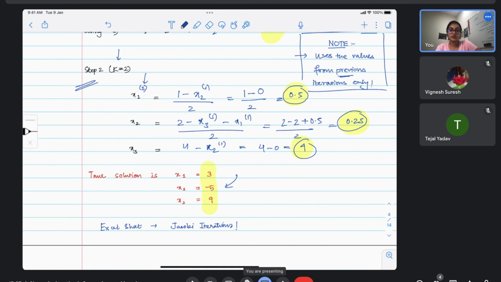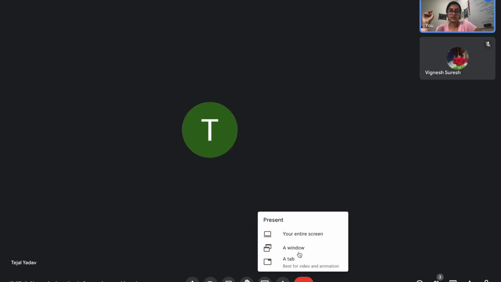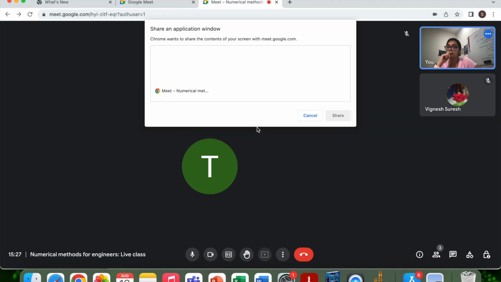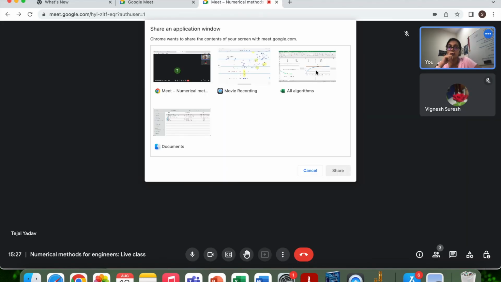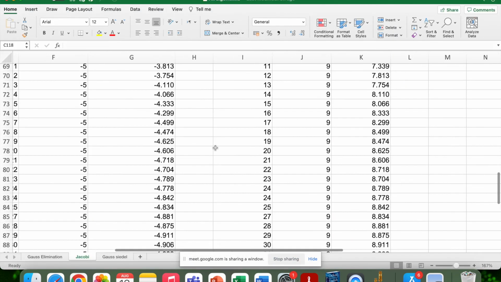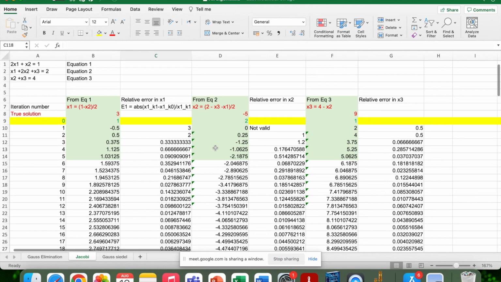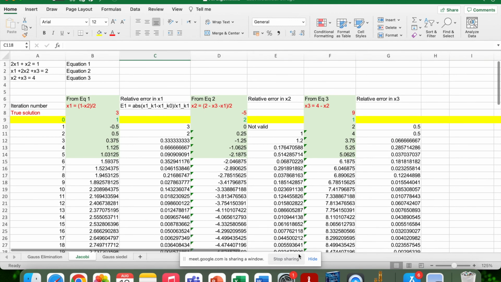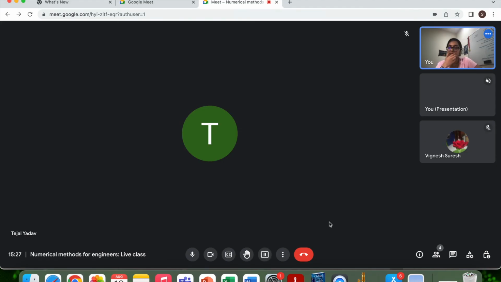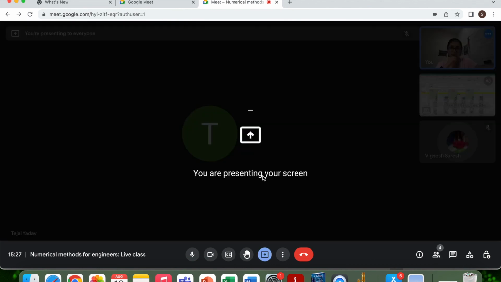So tell me if you guys can see the Excel sheet. Just give me a minute. Okay. So tell me if the Excel sheet is visible to you all. Yeah, it is visible.